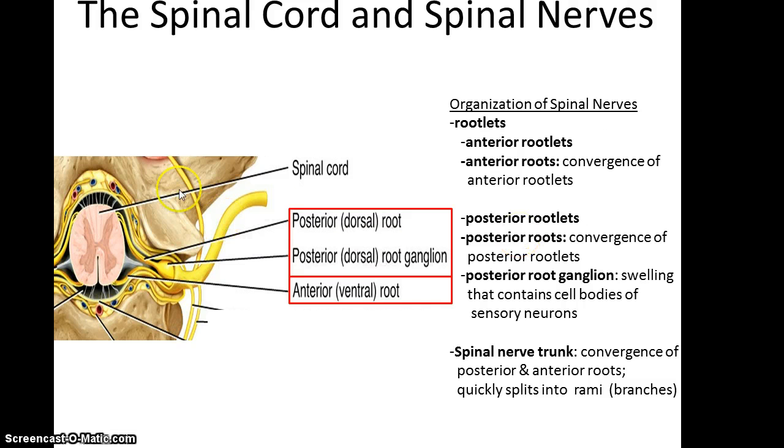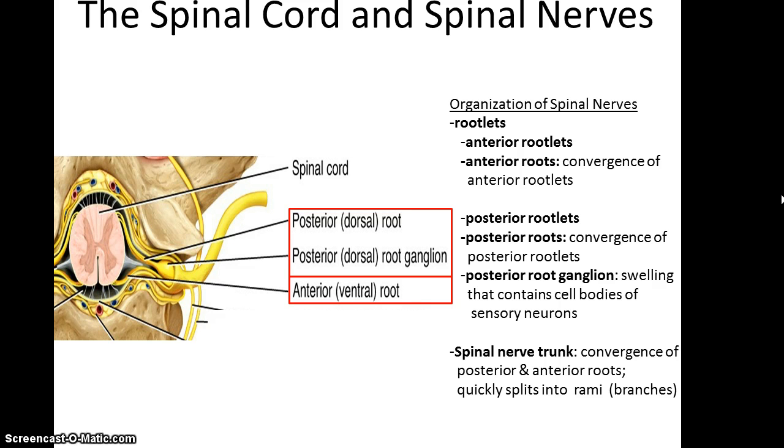So basically the way it goes is the anterior rootlets end up becoming a root. They converge together, and that goes on to be part of a nerve. While the posterior rootlets also fuse into roots that then form what's called the posterior root ganglion. So this is a swelling that contains the cell bodies of the sensory neurons. And note it's outside of the spinal cord. That's why it's a ganglion. And then eventually you get the spinal nerve trunk, which is the convergence of posterior and anterior roots that then quickly start splitting off to go to the different regions they need to go to in what are called rami.